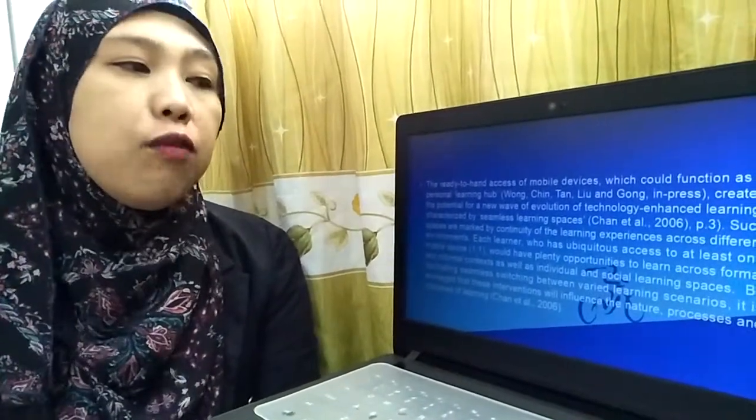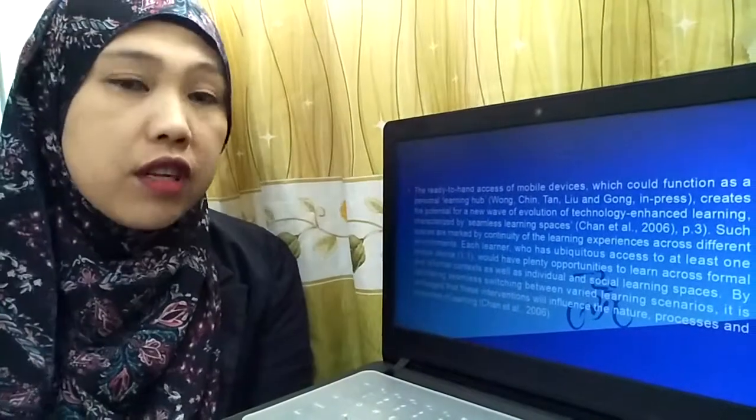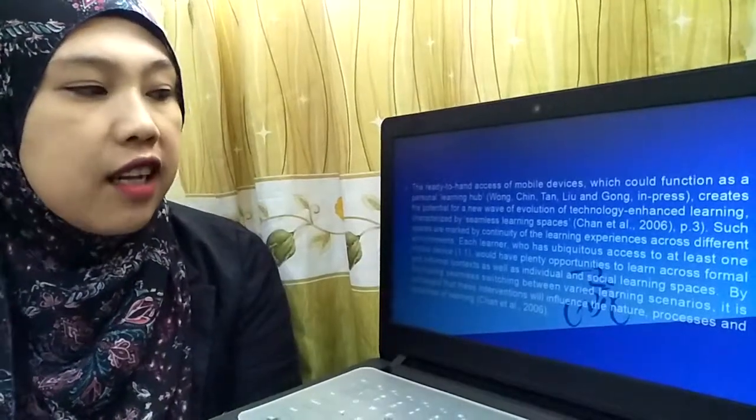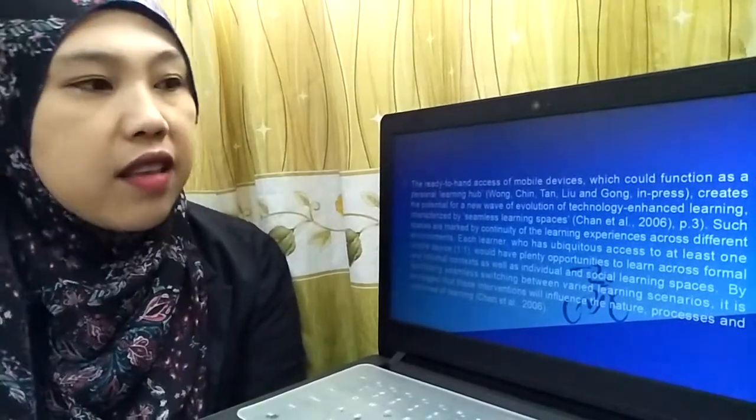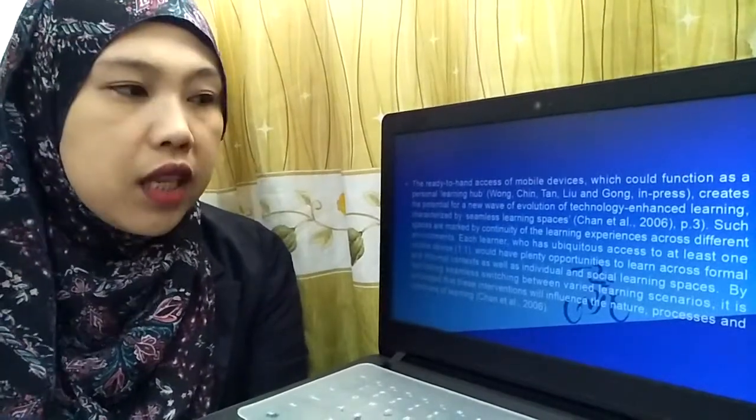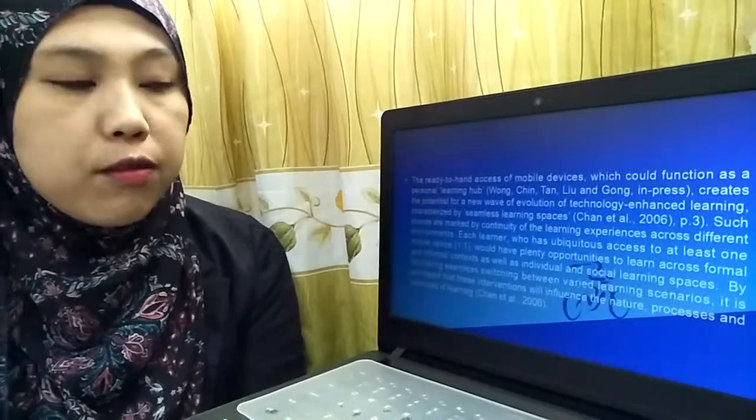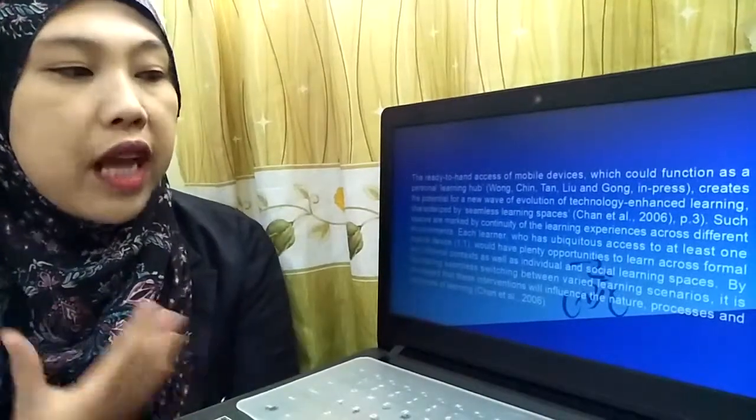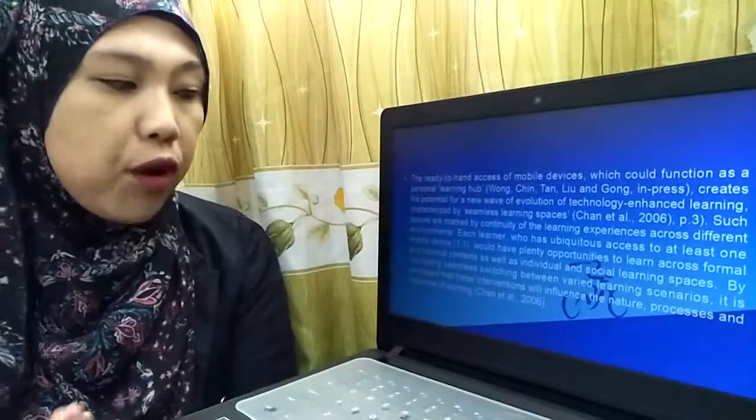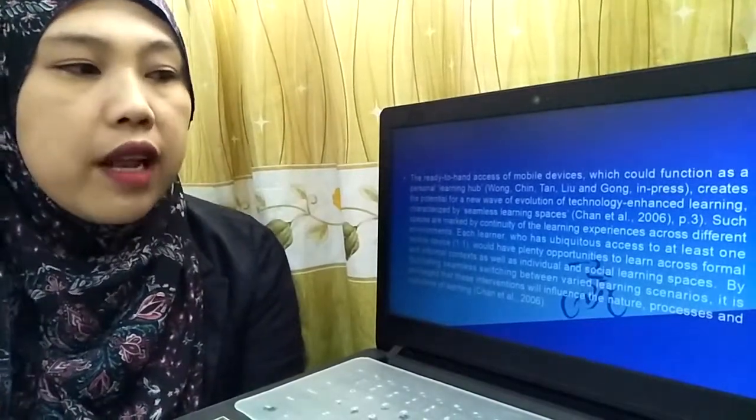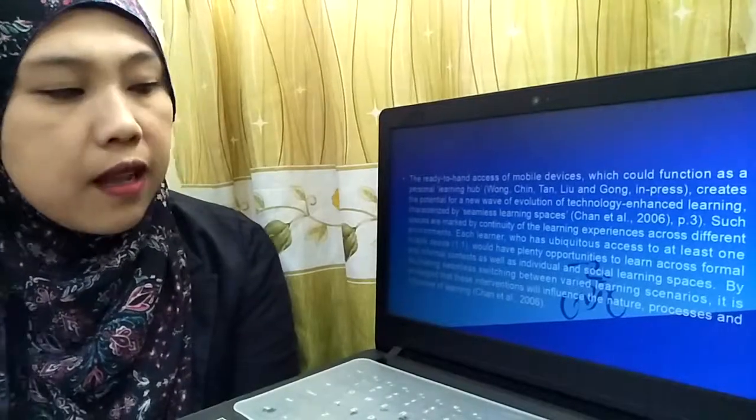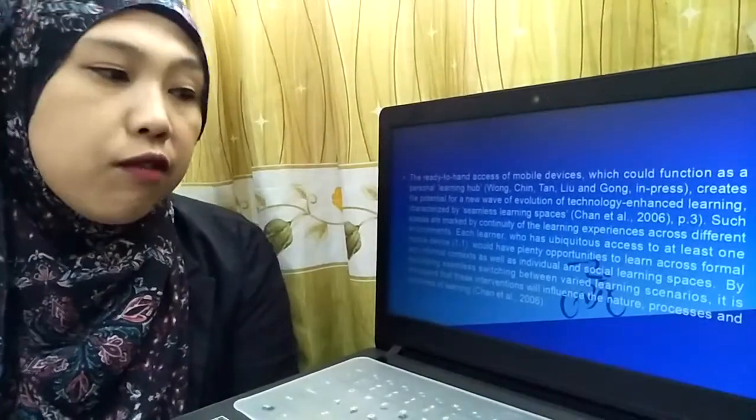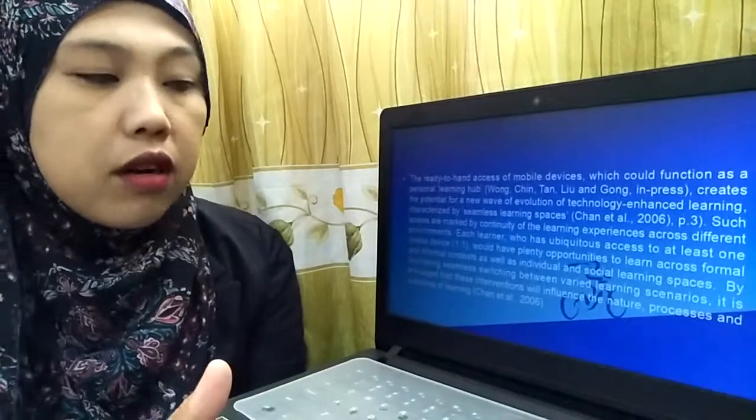The ready-to-hand access of mobile devices, which could function as a personal learning hub, creates the potential for a new wave of evolution of technology-enhanced learning characterized by seamless learning spaces. Such spaces are marked by continuity of learning experiences across different environments. Each learner who has ubiquitous access to at least one mobile device would have plenty of opportunities to learn across formal and informal contexts as well as individual and social learning spaces. By facilitating seamless switching between varied learning scenarios, it is envisaged that these interventions will influence the nature, the processes, and the outcomes of learning.